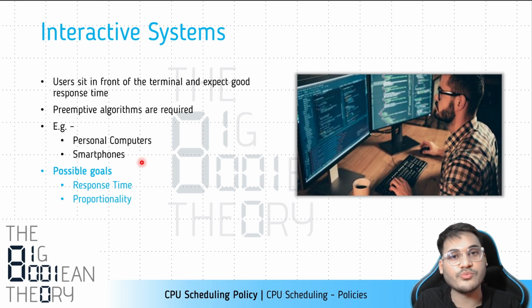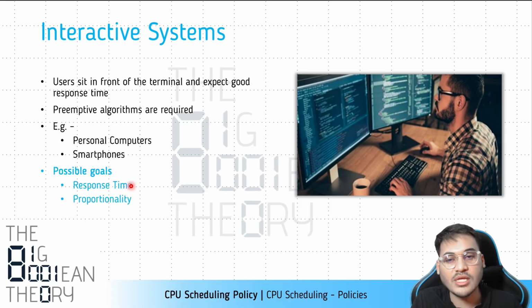They want a good response time. The program should respond or produce output in a timely manner so that they can give more inputs. This is how we use modern day computers or smartphones. We continuously give some inputs and we continuously receive outputs when the response time is good. So that is the criterion of a good interactive system. It should have a low response time. So that is how the possible goals have been defined.